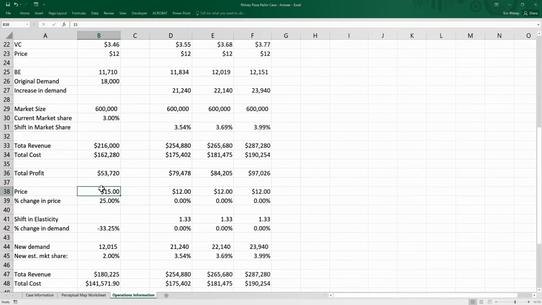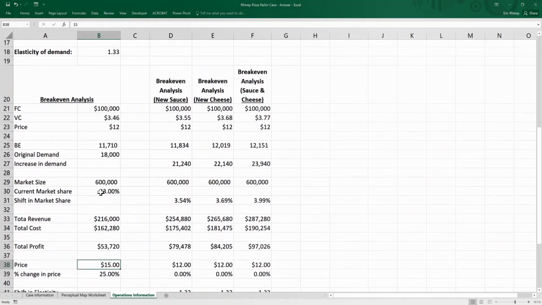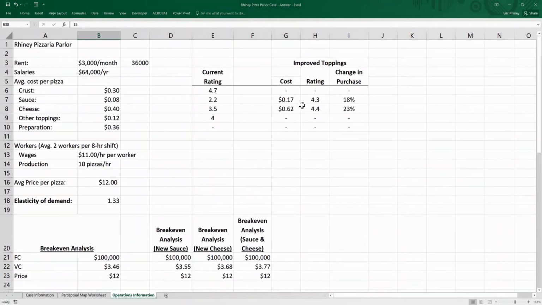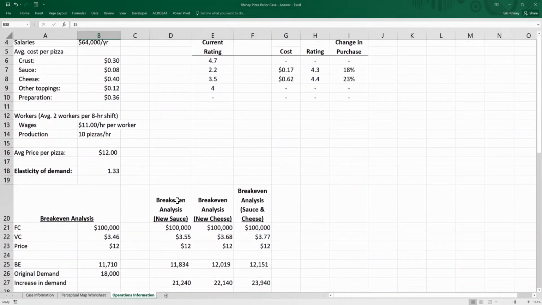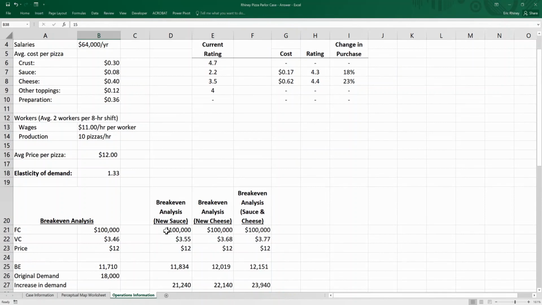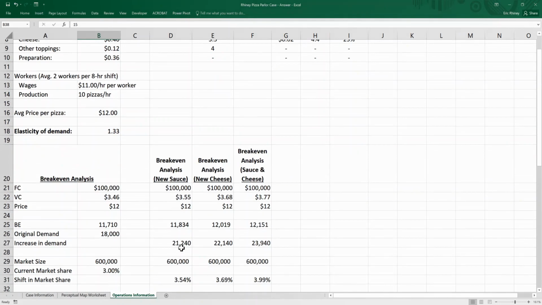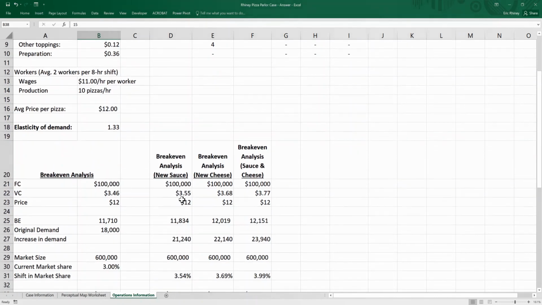All right. So some of the other things we could do is we could look at changing our sauce, changing our cheese, and anticipating what that might do in terms of demand and profitability. So if we change our sauce, it's an extra 9 cents, so it goes from 8 to 17 cents per pizza. So our variable cost goes from 346 to 355. Nothing else changes. It's going to change our break even because our contribution is going down by 9 cents per unit, which means we're going to have to make more pizzas to make up for that.